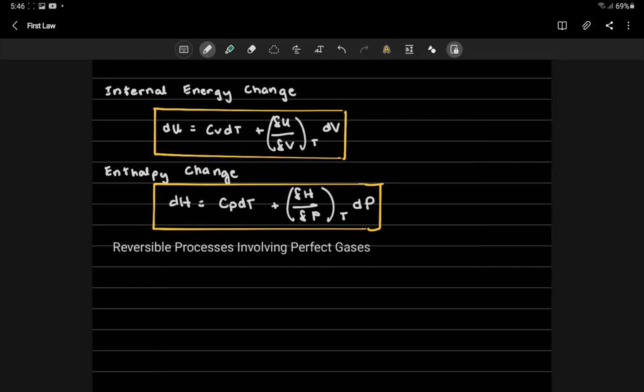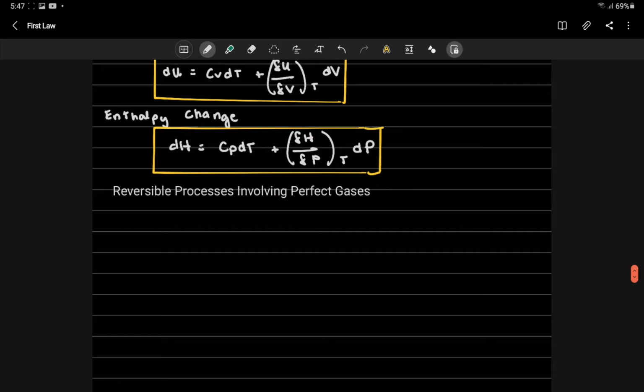CvdT or CpdT respectively. Nung nakaraang video lecture din, napag-usapan natin ang reversible processes, and we show how reversible processes will give you the maximum work na pwedeng ma-obtain sa process. So let's now identify conditions and derive equations for such reversible processes that involve perfect gases. So, umpisahan natin sa isothermal conditions.